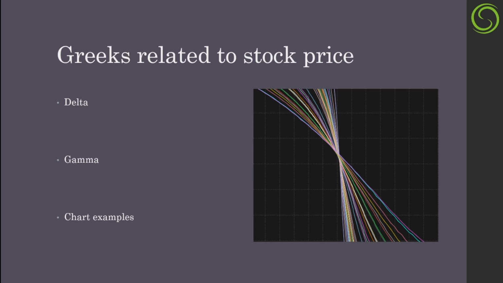Welcome back, Alpha Hunters. In this video, I will be covering two option Greeks, delta and gamma. First, I will start by defining what these terms mean, why they are important, and how they work together. Then, show some examples of charting and how to find this information in your broker.